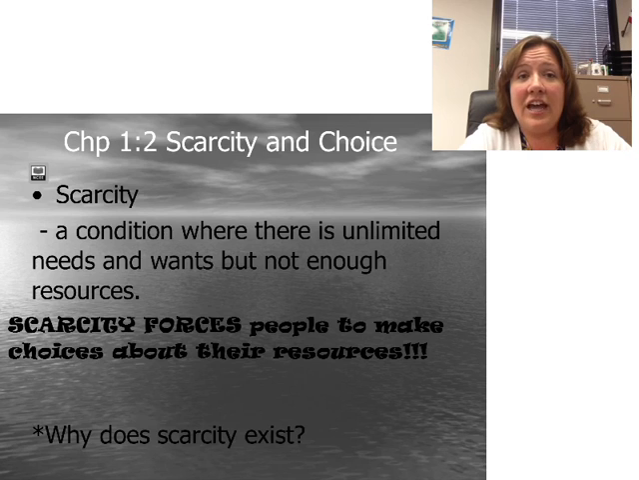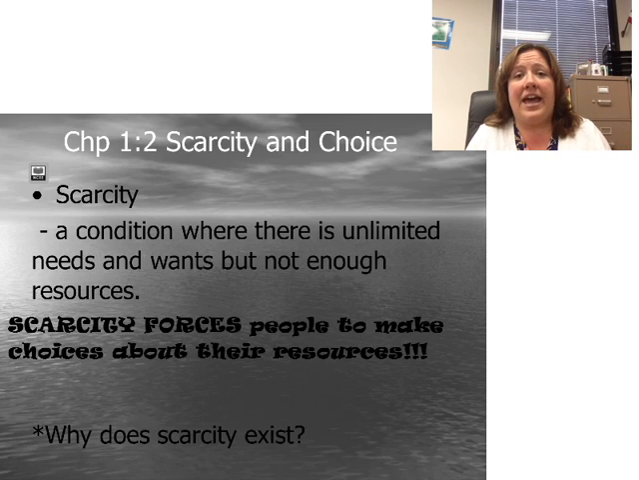Just by those definitions, economics is looking at scarcity and how people and businesses deal with scarcity. So a huge focus for us is scarcity. Scarcity forces people to make choices about their resources. We talked in previous classes about the different types of resources, whether we're talking about land, labor, capital, entrepreneurship, or technology. Those are our resources. People are dealing with the fact that they have a scarce amount of resources.